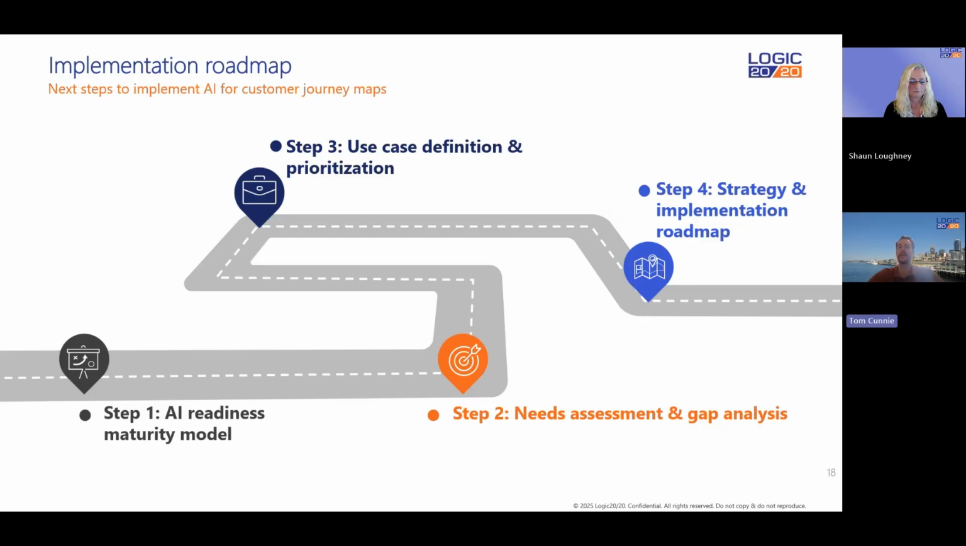The key message here is that AI transformation doesn't happen all at once. It's a staged journey. Assess, identify gaps, prioritize, and then implement. By following this roadmap, you'll be able to better design AI-centric customer journey maps that align with business goals. I'll hand it back over to Shaun to cover key takeaways from the presentation.